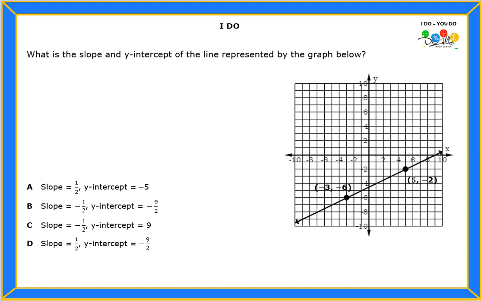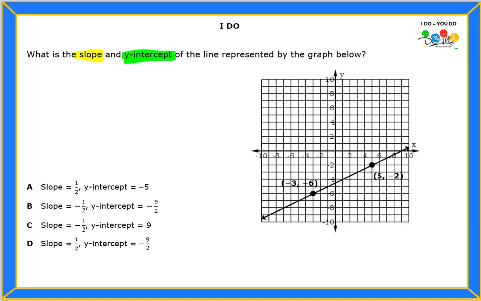And it says, what is the slope and y-intercept of the line represented by the graph below? So I'm looking for slope and I'm also looking for y-intercept. Is that right? So there's at least two ways that I can do slope. I can do slope by doing rise over run. Very good.